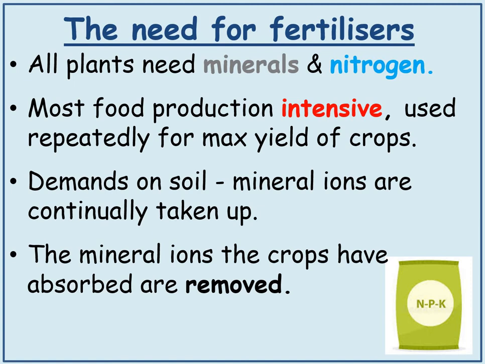The need for fertilizers. All plants need minerals and nitrogen. Most food production is intensive and the land is used repeatedly for a maximum yield of crops. This places demands on the soil: mineral ions are continually taken up, and when crops are harvested, the mineral ions they have absorbed are removed.